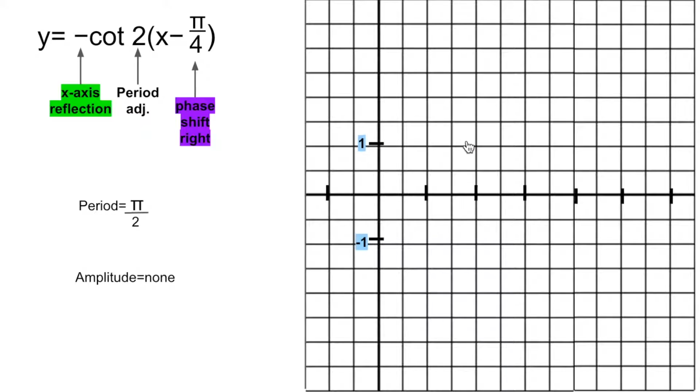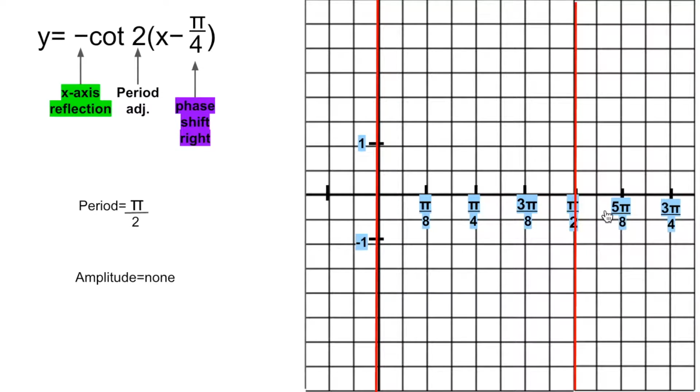Because our period is pi over 2, pi over 2 goes here, half of that is pi over 4, half of that is pi over 8, and this is 1 pi over 8, 2 pi over 8, 3 pi over 8, 4 pi over 8, 5 pi over 8, and 6 pi over 8. Now our asymptotes go to x equals pi over 2 and x equals 0.